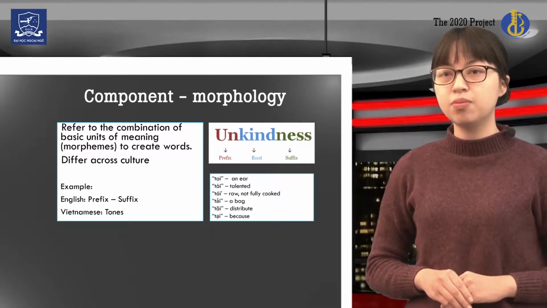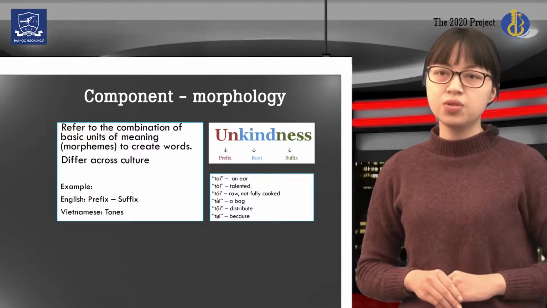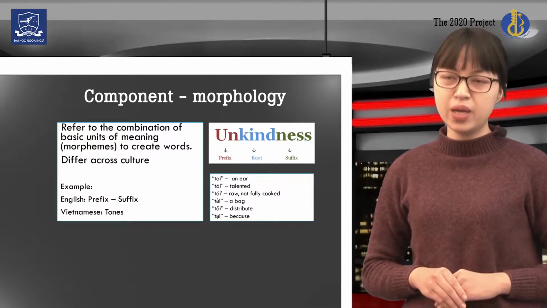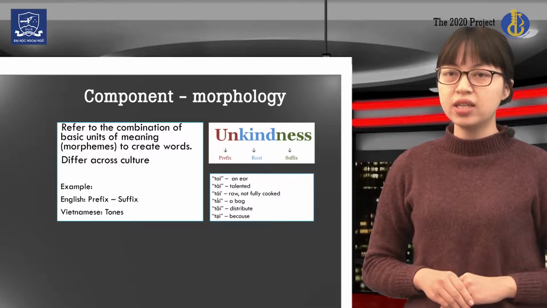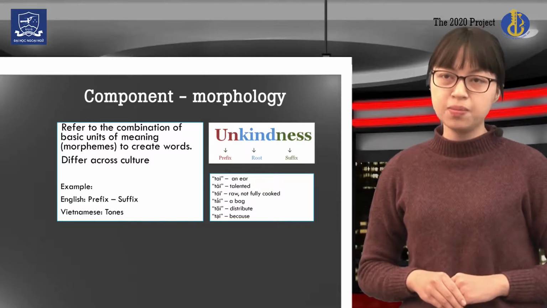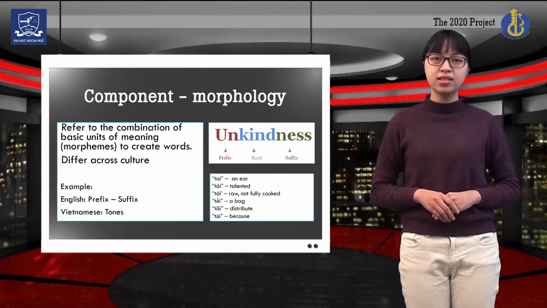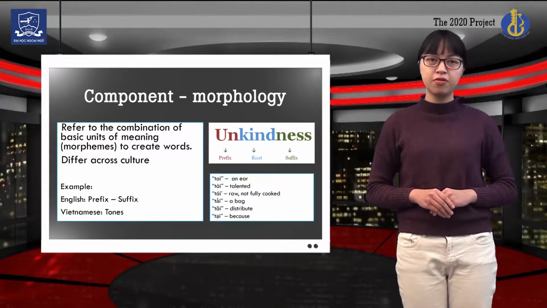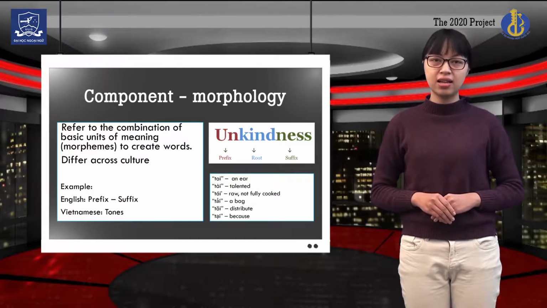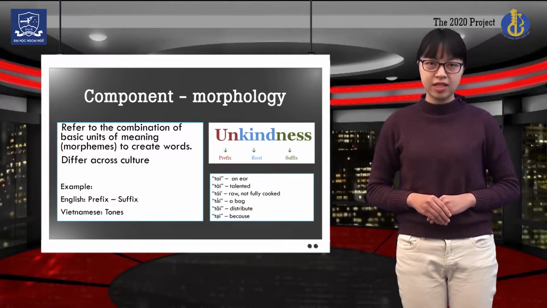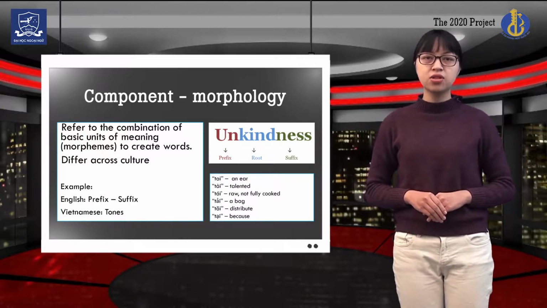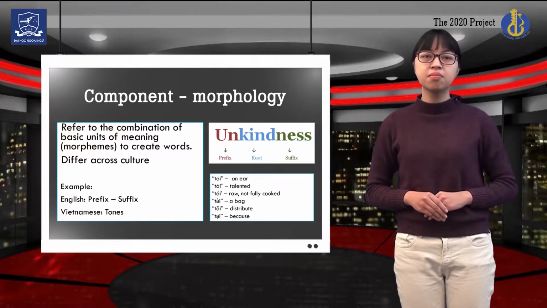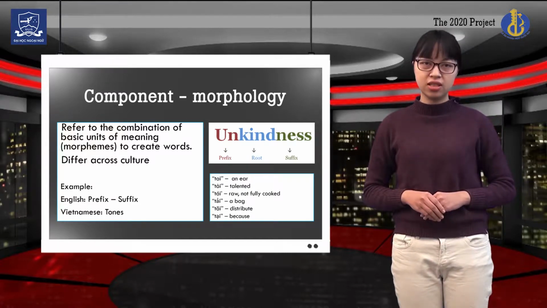The second component is morphology, which refers to the combination of basic units of meanings, morphemes, to create words. For example, the word kind consists of 1 morpheme. The word unkindness contains 3 morphemes: kind, and the prefix un meaning not, or the opposite. The suffix ness transforms it into a noun. Used together, they refer to a personality of not being good.